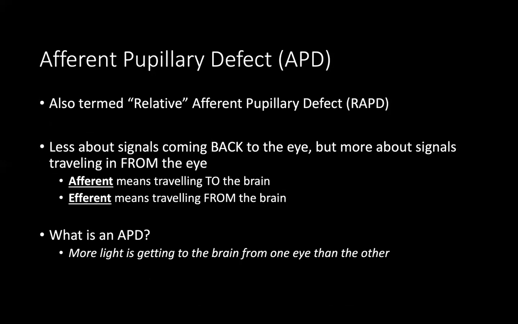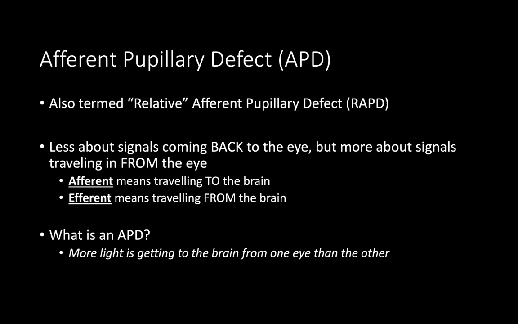I want to spend some time on afferent pupillary defect. This is really important because this is the most visually relevant pupillary abnormality, okay? It's also called a relative afferent pupillary defect, or RAPD. This is not as much about signals coming back to the eye from the brain. This is about the signal going from the eye to the brain, okay? Afferent means traveling to the brain. That's how you can remember this one. Efferent means traveling from the brain.